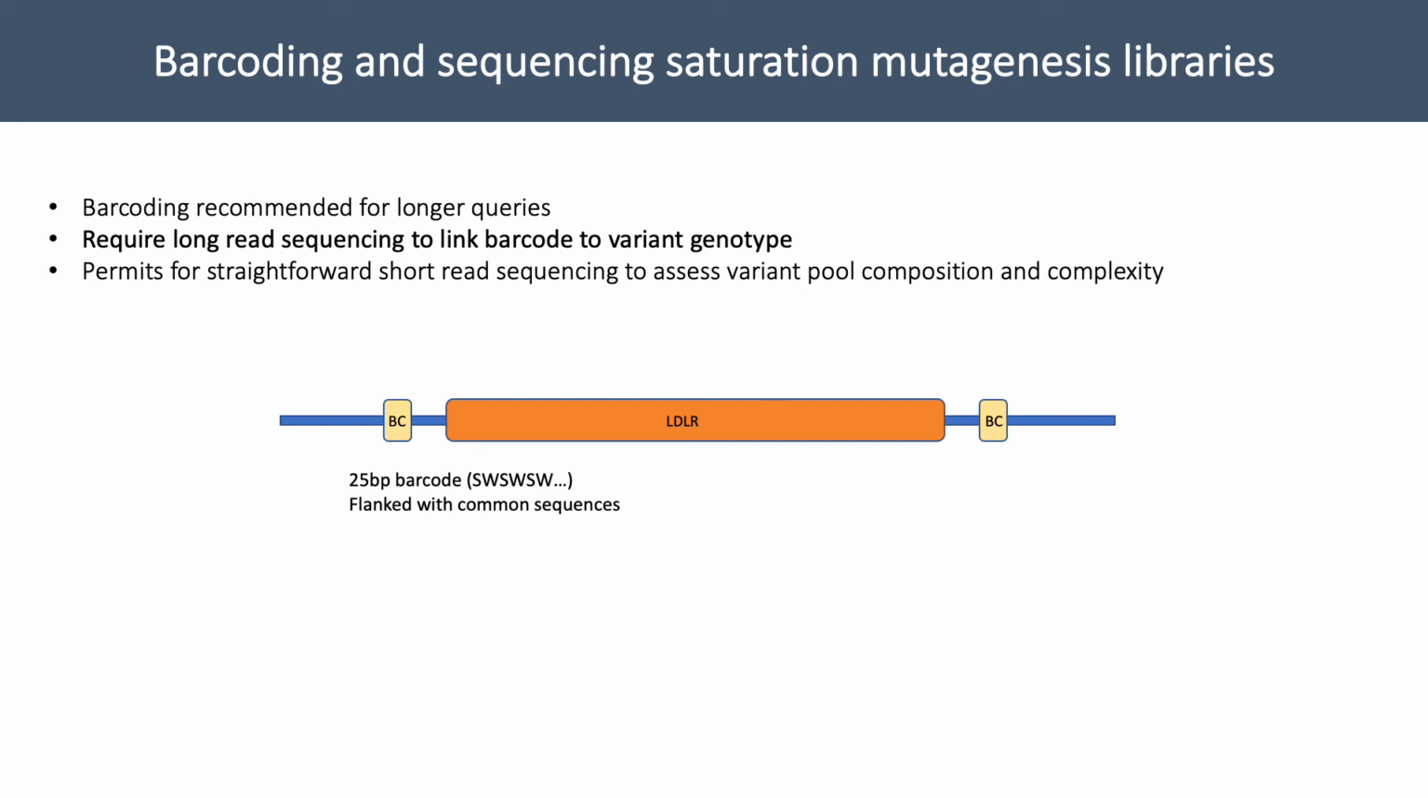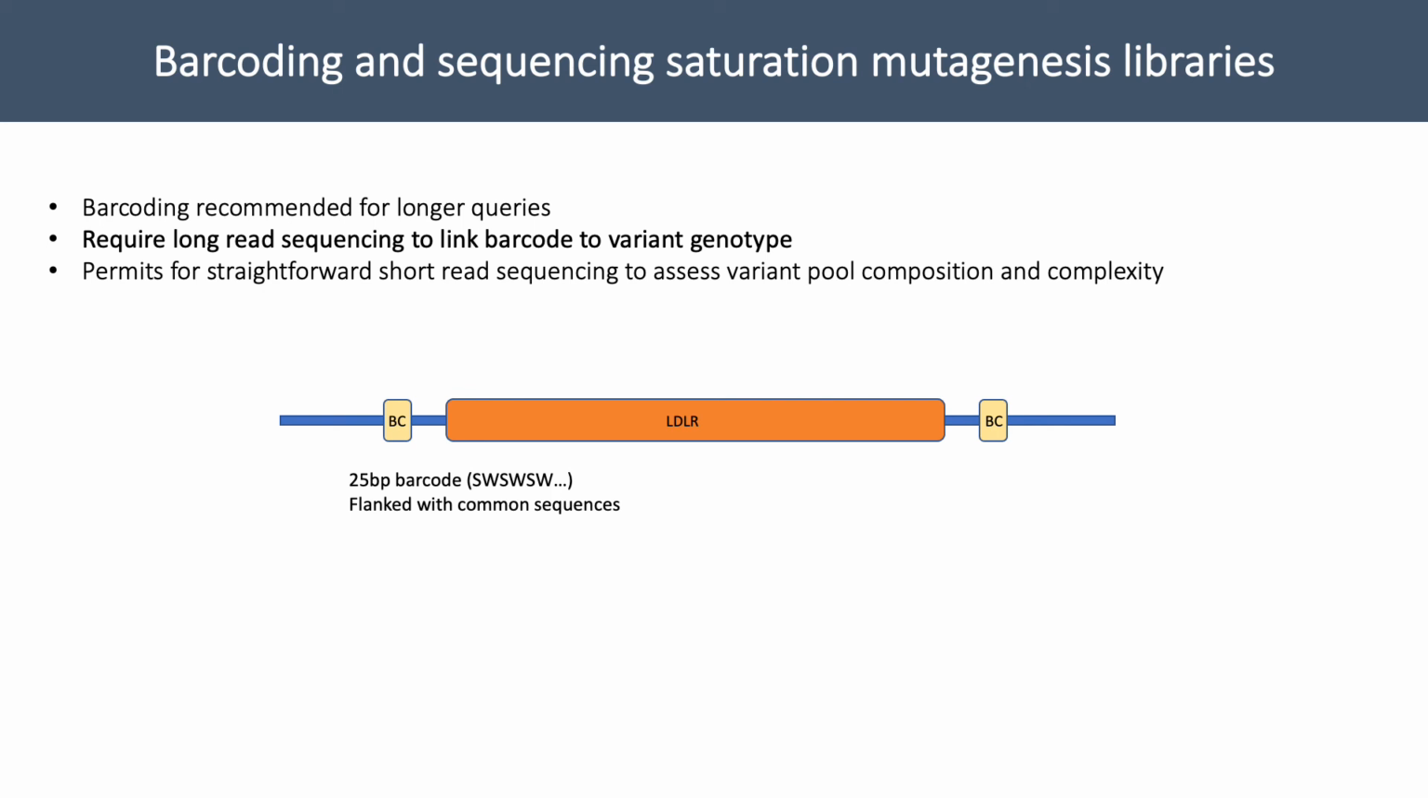You do have to go through the effort of characterizing your library before you're performing screens, which is going to require some type of long read sequencing like SMRT sequencing or nanopore sequencing, because you do need to associate the sequence of each of the barcodes with the variant genotype.